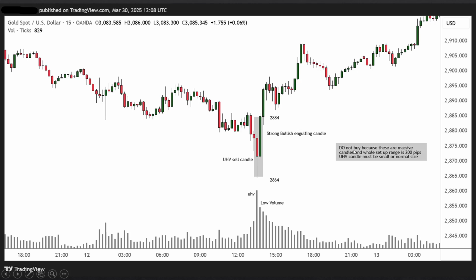After that, do not buy, because there are massive candles and the whole setup range is 200 pips. If this buy candle is very massive and you are buying there and you have stop loss here, then a 200 pip stop loss is not affordable. So you should ignore such setups where there is a 200 pip or 150 pip stop loss. Stop loss should be 50 pips or below 50 pips.